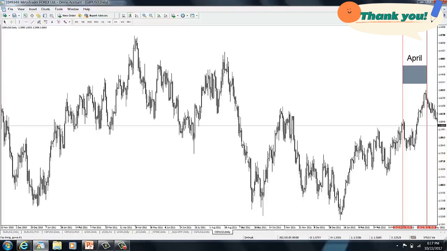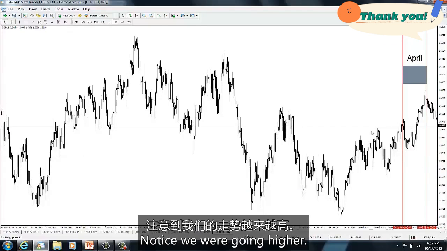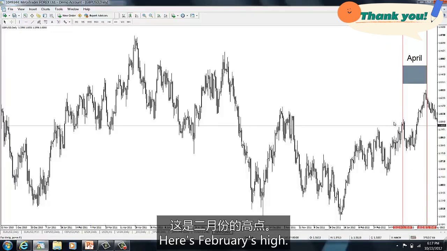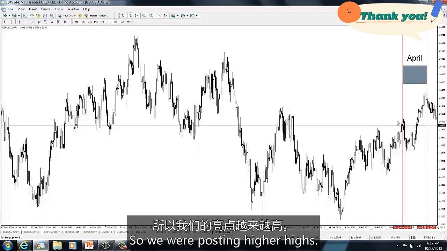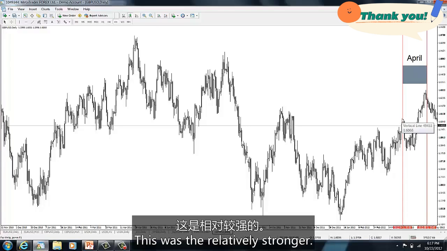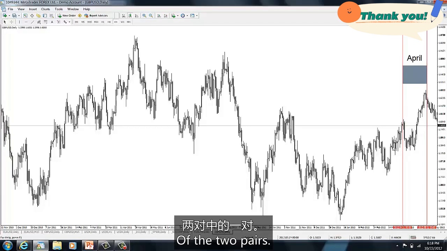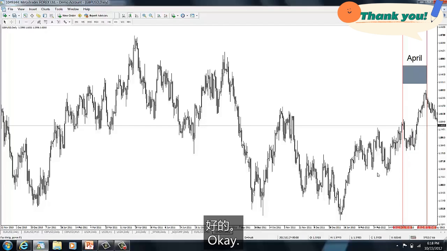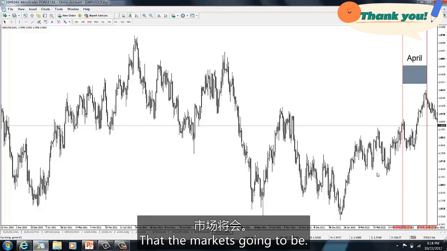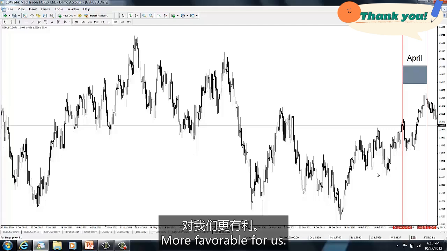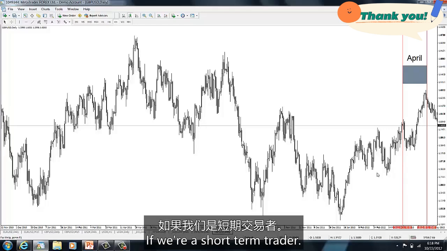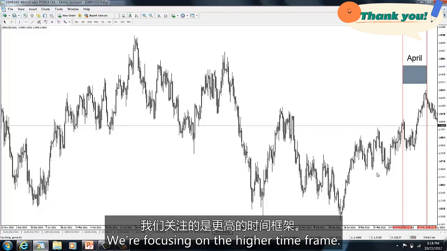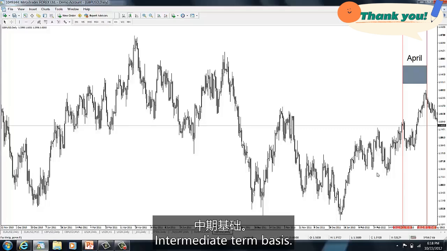Let's go over to the cable. Notice we were going higher in the cable. Here's February's high and April's high. So we were posting higher highs in the cable. This was the relatively stronger of the two pairs. So when there was a buying opportunity, we could be buying in here, okay, and be more confident that the market's going to be more favorable for us as a bull if we're a short-term trader. But we're focusing on the higher time frame, intermediate term basis.